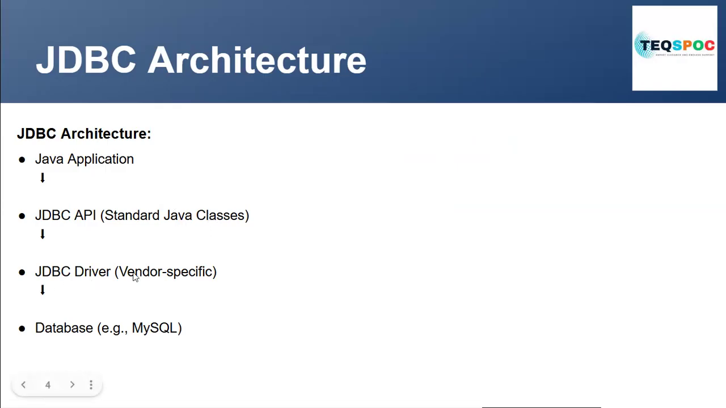Then the JDBC driver. First, we have the Java application, then the JDBC API, the MySQL connector jar, the JDBC driver, and after that the database. This is the basic flow. The application goes to the JDBC API, and after that it goes to the connection driver. It will make the connection. After making the connection, we go to the database and retrieve the data accordingly. So this is the basic architecture flow of your Java program.